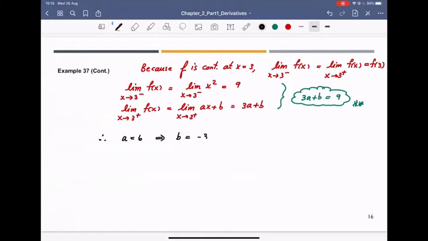B equal to, okay, let's go slow. So a equal to 6, that means 3 times 6 plus b equal to 9. And that means 18 plus b equal to 9. That means b equal to negative 9. Right? So your answer is going to be a equal to 6 and b equal to negative 9.